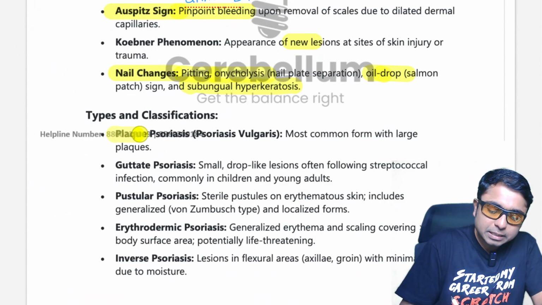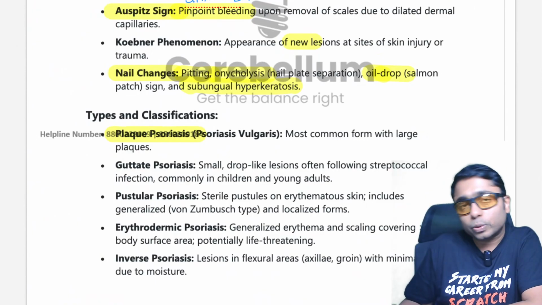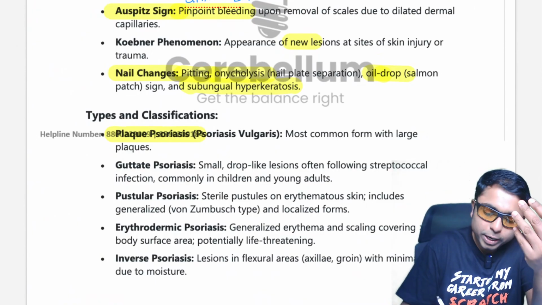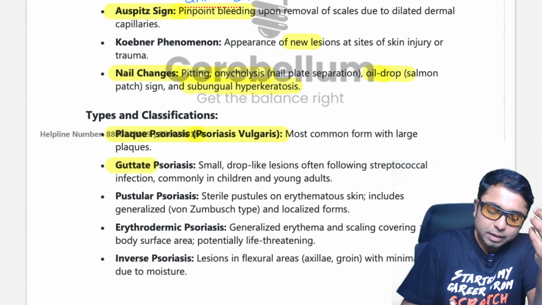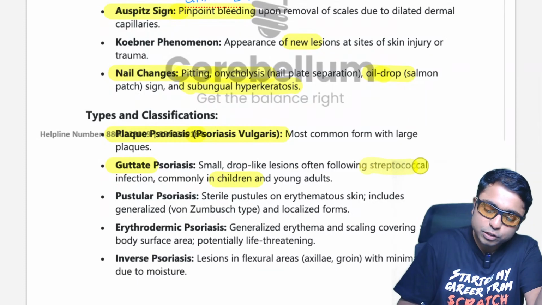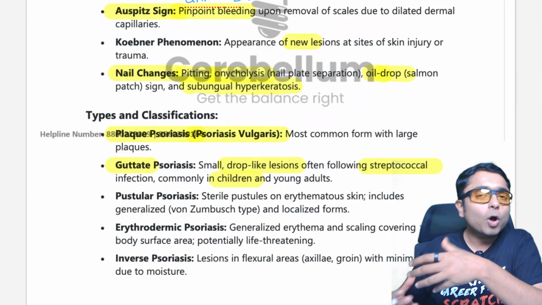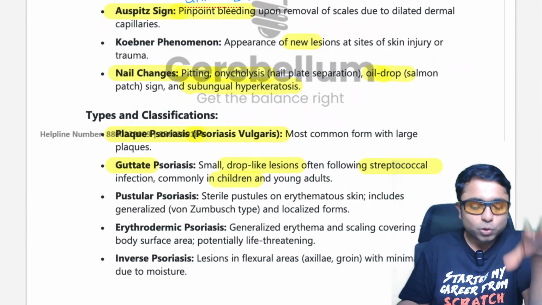And what are the various types of psoriasis? So remember, the most common variety is called as psoriasis vulgaris, which is also called as chronic plaque psoriasis. And like I have already told you in the triggering factors, if there is a child who is having the streptococcal infection, sore throat, then there can be a formation of the raindrop like lesions over the body, which is called as guttate psoriasis.